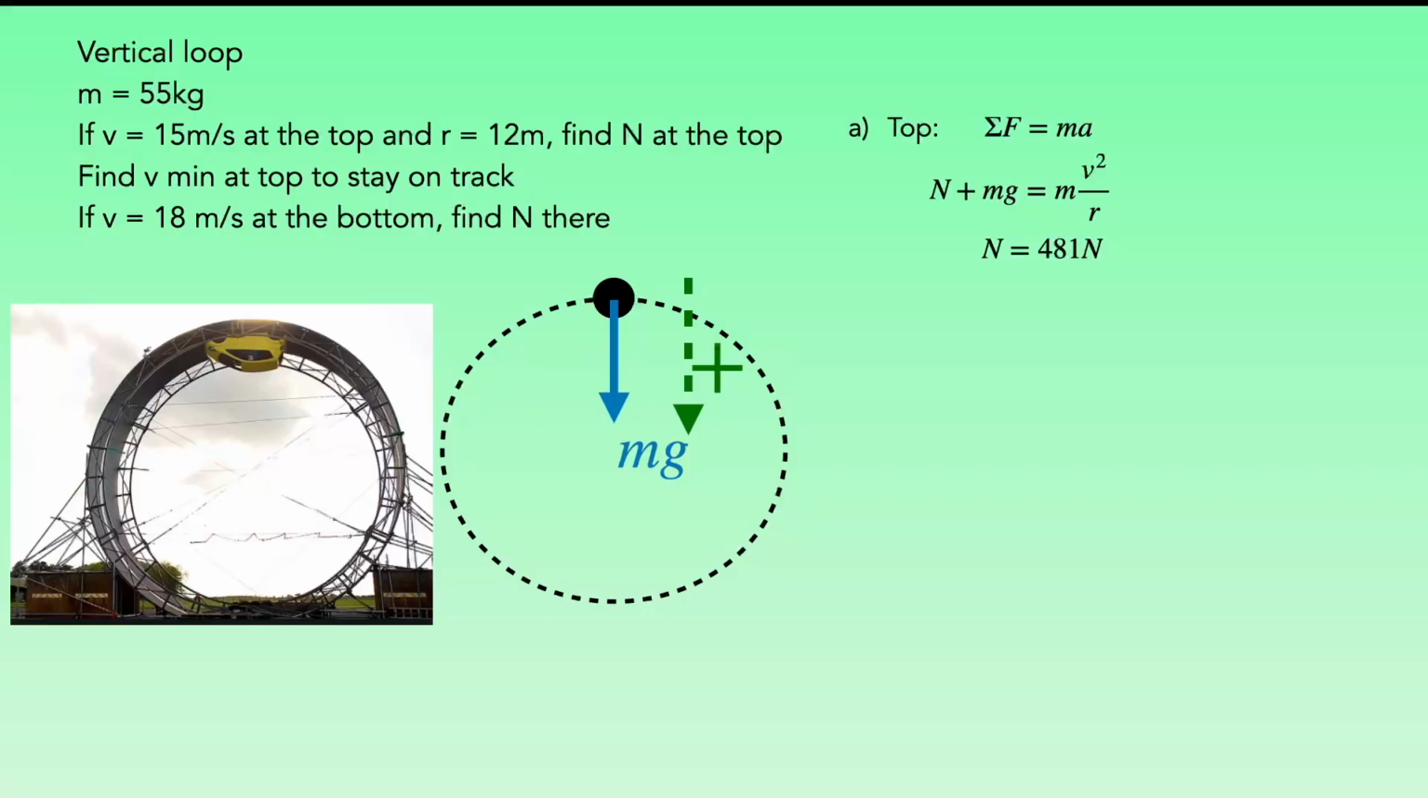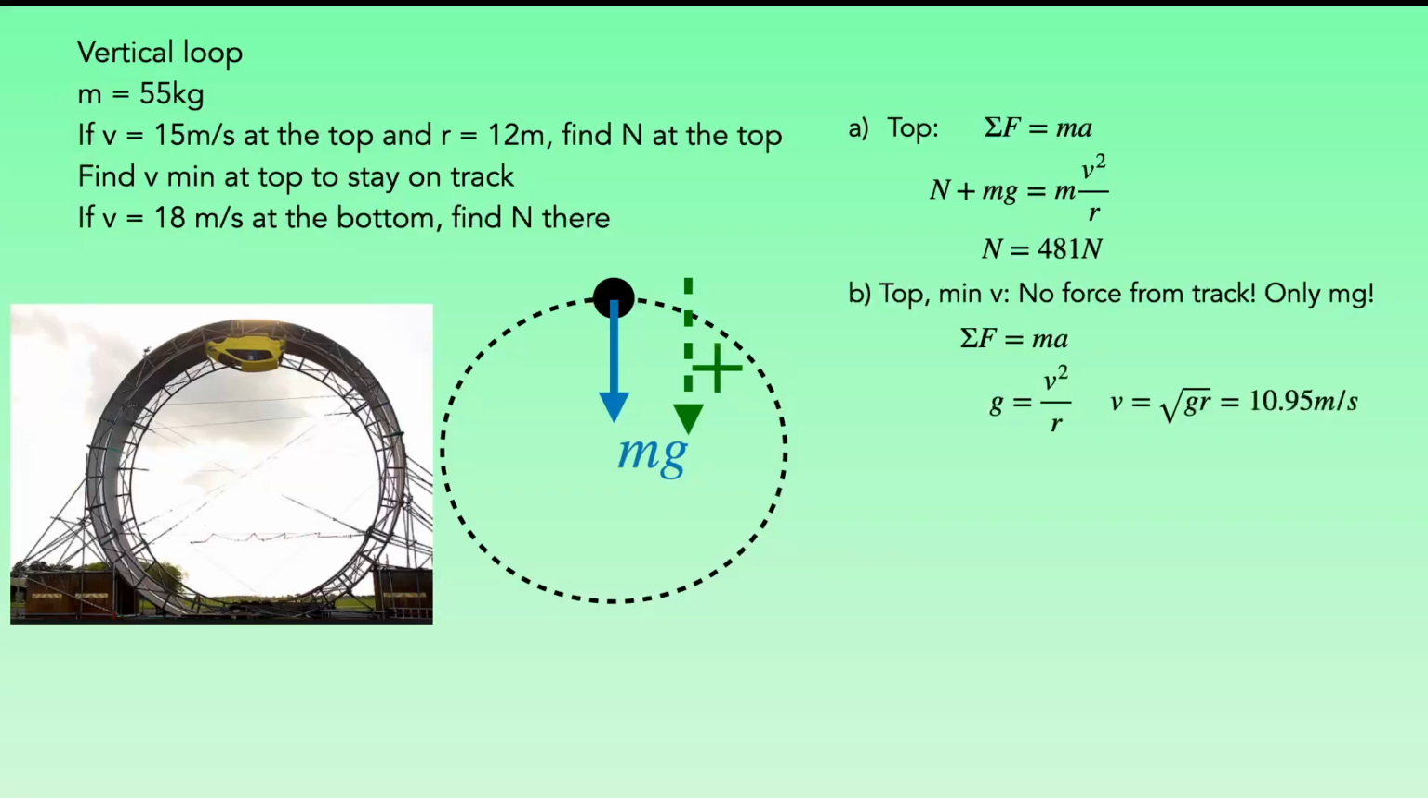The minimum velocity to stay at the top, to stay on the track. Minimum velocity, once again, we're talking about barely staying on the track. If it went any slower, it'd fall off the track. There'd start to be a gap there. So it's only mg, sum of force equals ma. mg equals mv squared over r. g equals v squared over r. v equals square root of gr, 10.95 meters per second.